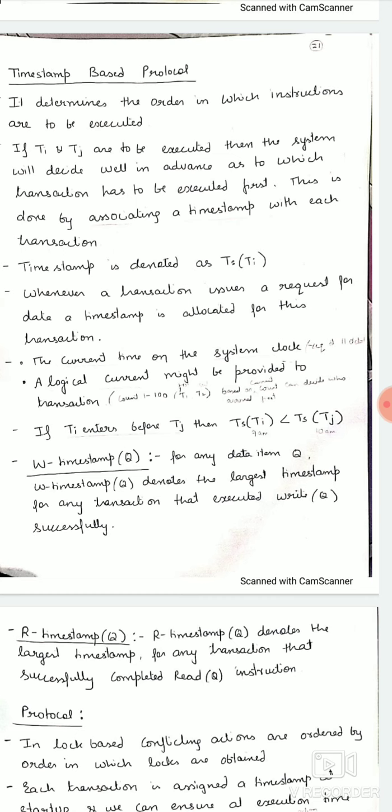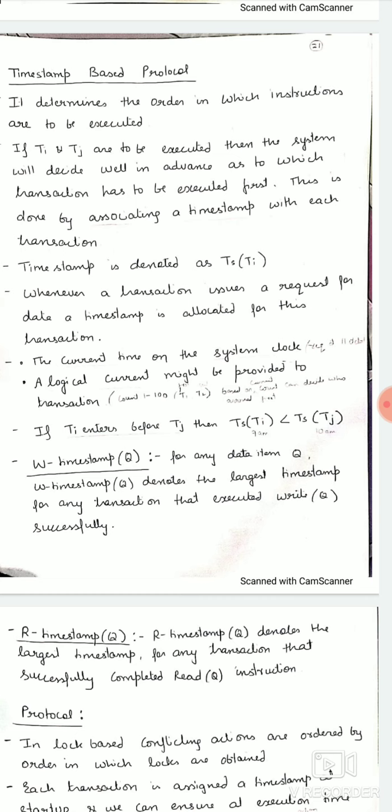Suppose Ti and Tj are the two transactions for a schedule to be executed, then the system will decide who will come in advance. Whoever comes first will be given the time slot. This is done by associating a timestamp with each transaction. That is, a time will be given for each transaction to execute.